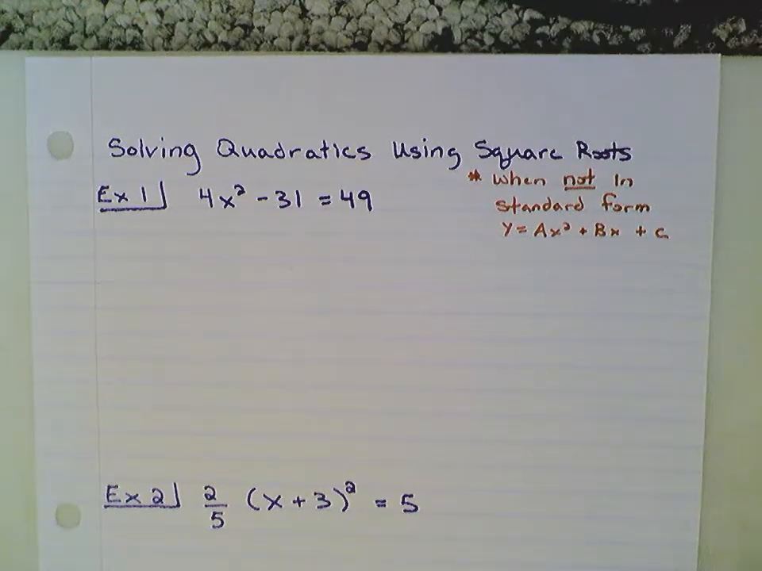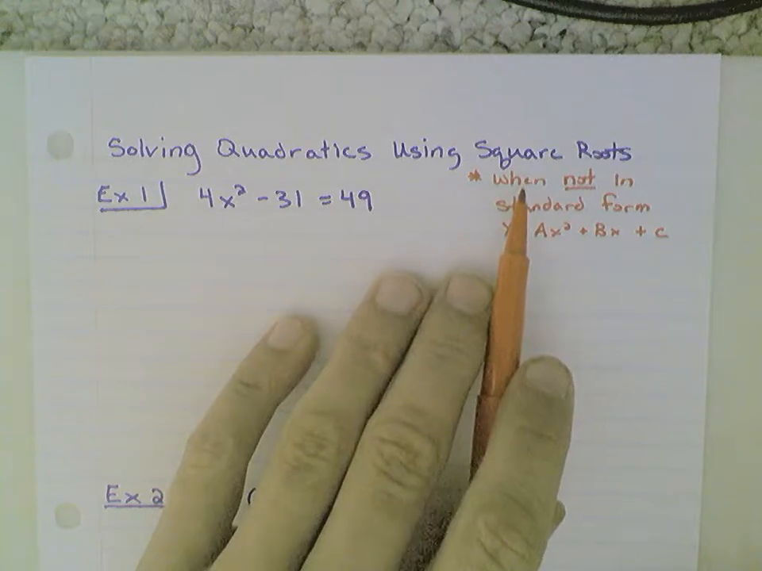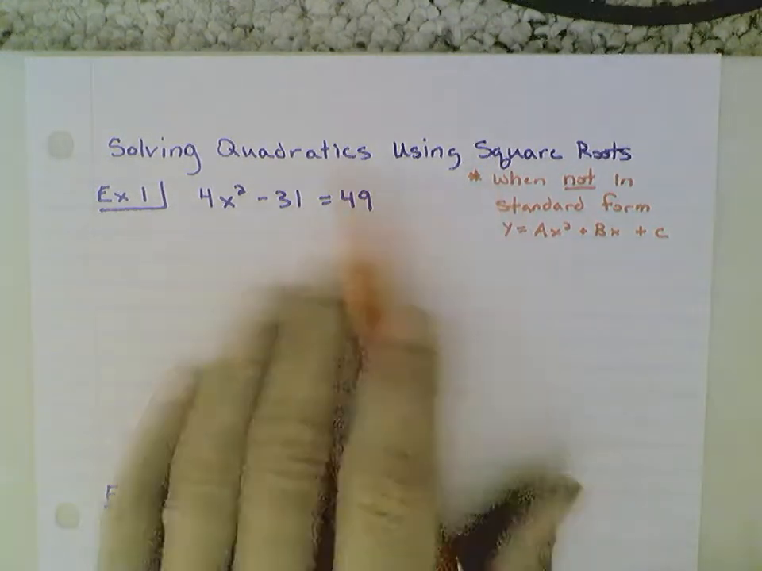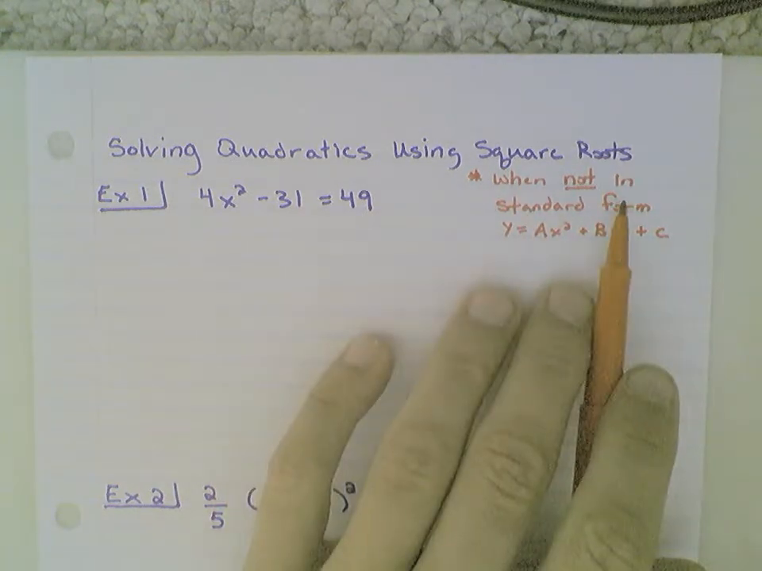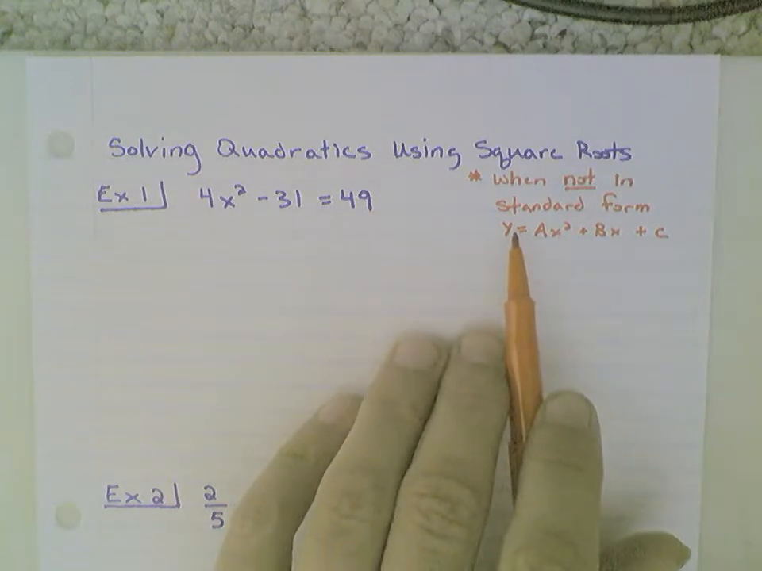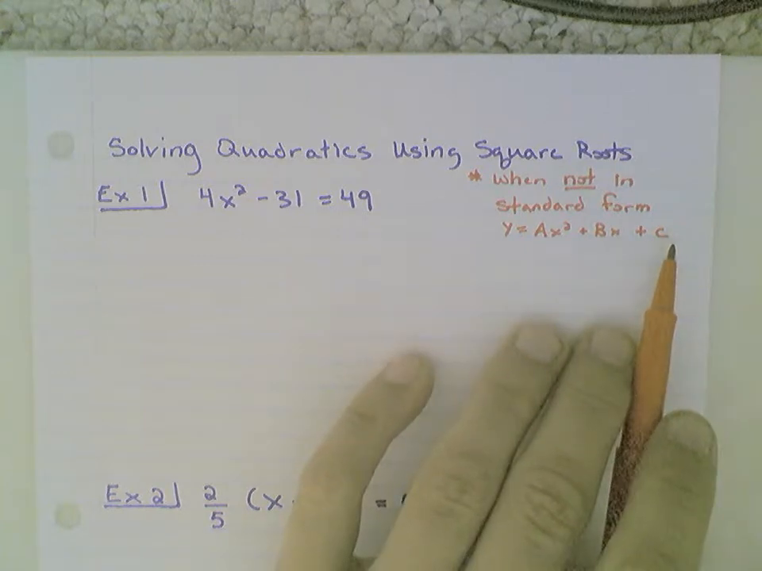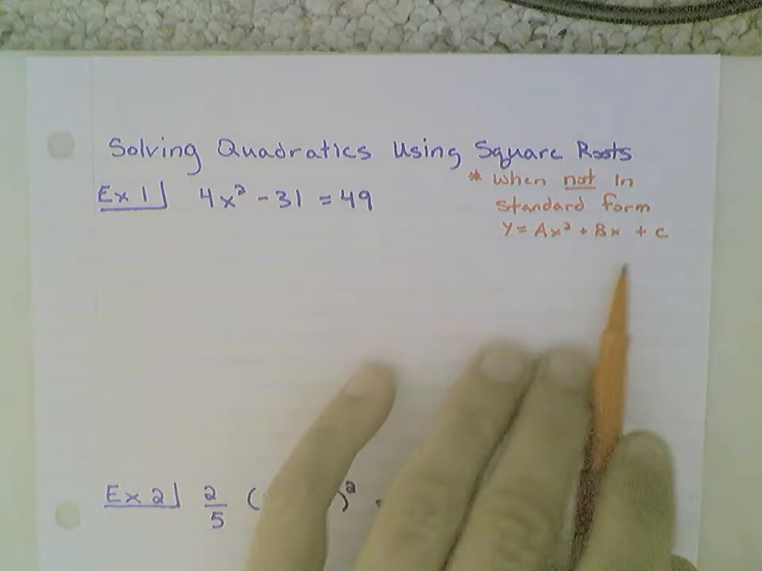Alright, here I'm going to do two examples of solving quadratics using square roots. Before we get started, one thing to note is that we solve quadratics using square roots when the equation is not in standard form. Just to recap, standard form is y equals ax squared plus bx plus c. And once again, we use square roots when we're not in this form.